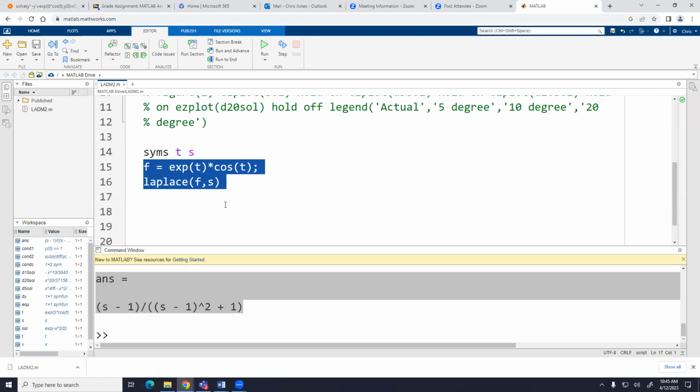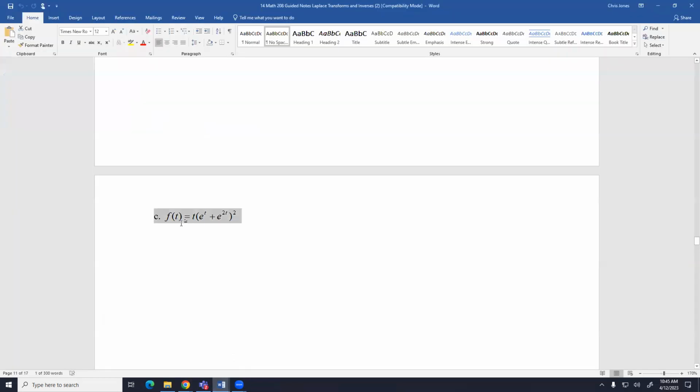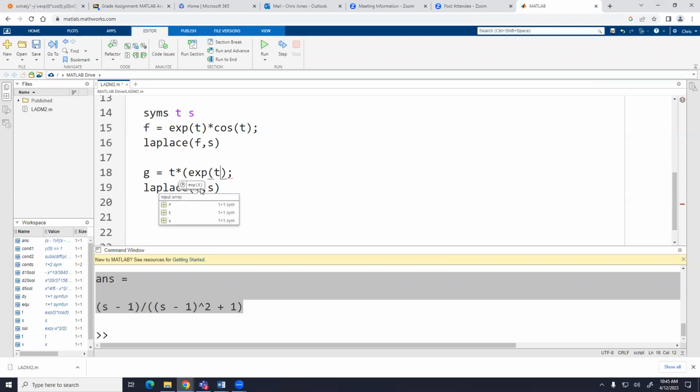So what I could do, folks, is copy this, and I'm going to change this to G just because I can. All right, and it was t times the quantity... I'm trying to remember what it was. It was e to the t plus 2e to the 2t. So this would be exp(t) plus exp(2*t). And then we squared all this, right? All right, and I'm going to find the Laplace of g with respect to s.